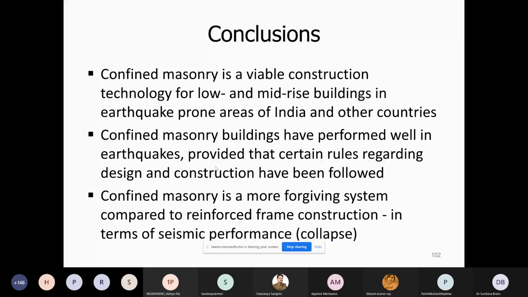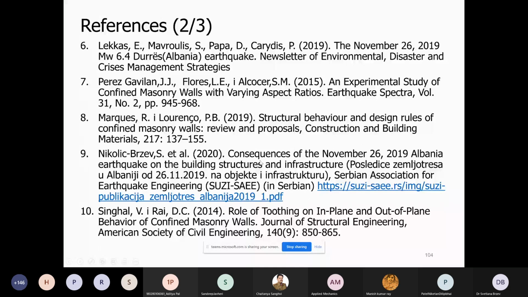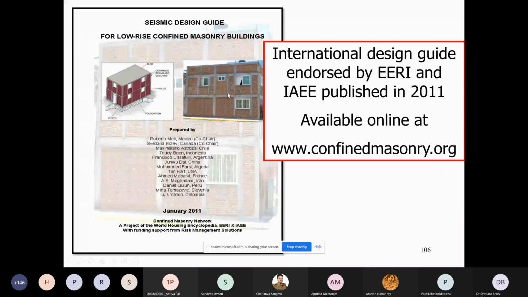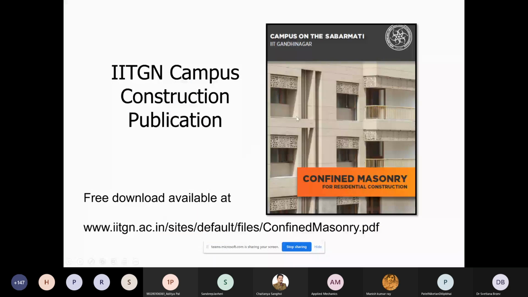So I included a number of references for your use and interest. But what I want to say is you have also some free publications like this ERI guideline. It is available free of charge on the ERI's website, and then if you are interested in confined masonry and let's say you're not familiar, you would like to learn the basics, there is a publication which is available through AICTE. It is not available free of charge on the website. It comes at some cost for now, but it was developed with the support of BMTPC, Indian Institute of Technology, Gandhinagar, and NICE. And certainly, finally, there is a publication, I think, Gandhinagar campus construction.